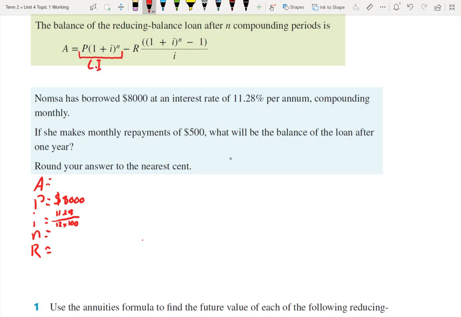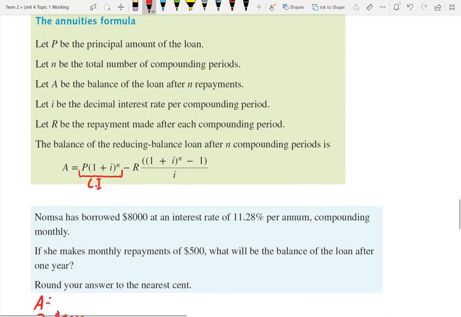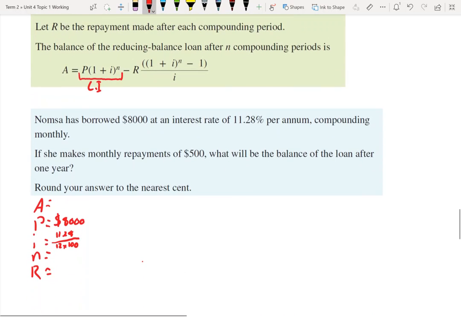Okay? N. Remember, N is the number of compounding periods total. A lot of people would see this and be like, oh, it compounds monthly, so therefore the answer is going to be 12. In this case, it will be because we only want it after 1 year. But if this question had said 2 years, N would be 24, not 12. If it was 10 years, it would be 120. That's a really common trap that people put the wrong N value in. The last thing we need is monthly repayments of $500.